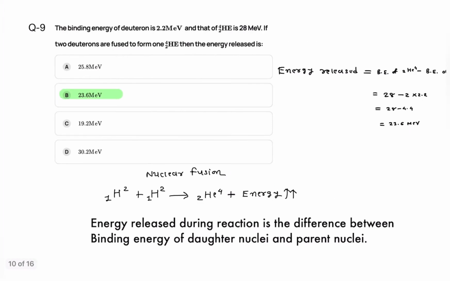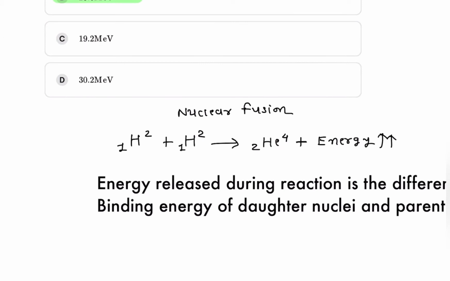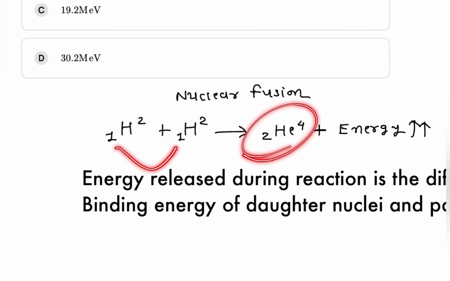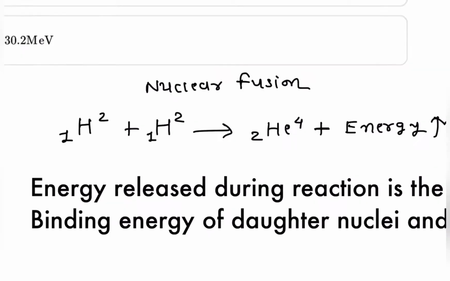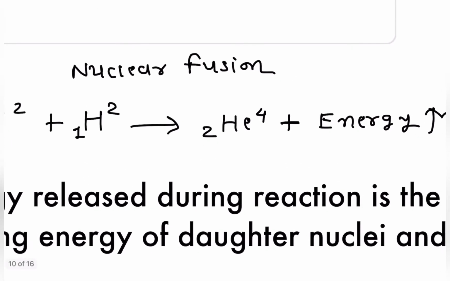Question number 9. The binding energy of deuteron is 2.2 mega electron volt and that of He-4, that is 28 mega electron volt. If the two deuterons are fused to form one single helium nucleus, then the energy release is. In a nuclear fusion process, the two deuterons combine to form one helium, that is 2He4. The atomic mass number of He, that is A is equal to 4, and Z represents 2, that is the atomic number or number of protons is equal to 2.